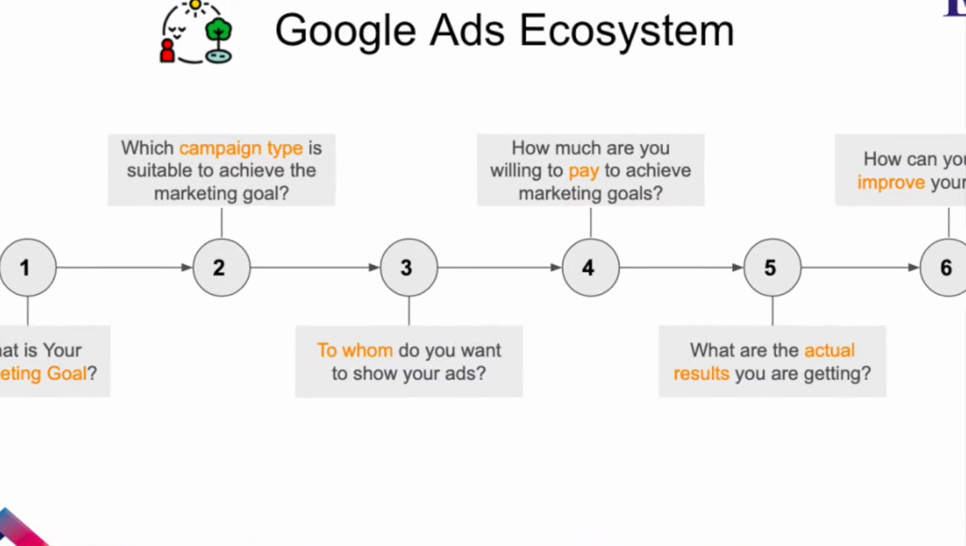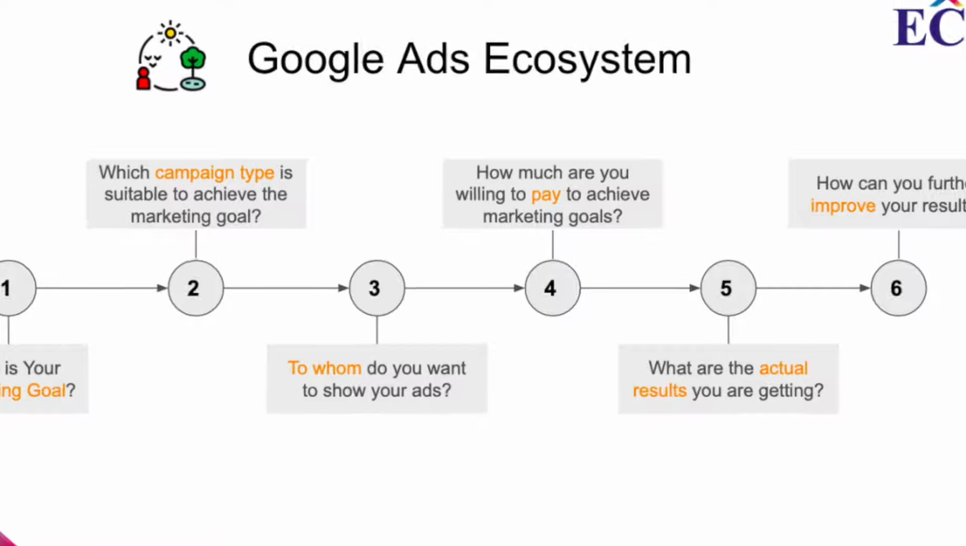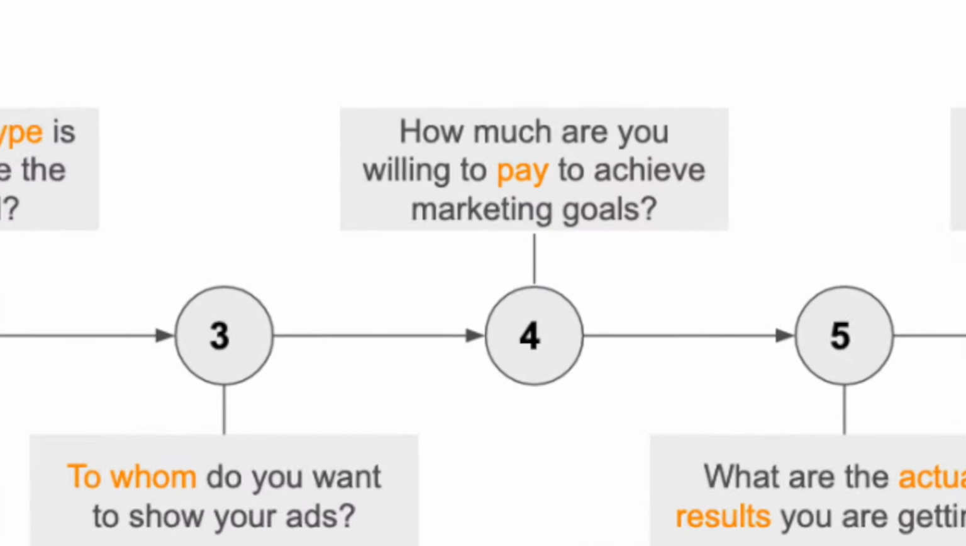Then in the third step, you have to decide to whom you want to show your ads. So who is your target audience? That is the third step. Then the fourth step is, how much are you willing to pay to achieve that marketing goal? You have to decide these 4 things while creating a Google Ads campaign. However, once you create the campaign, there are 2 things that you need to take care of, which are the 5th and 6th steps.